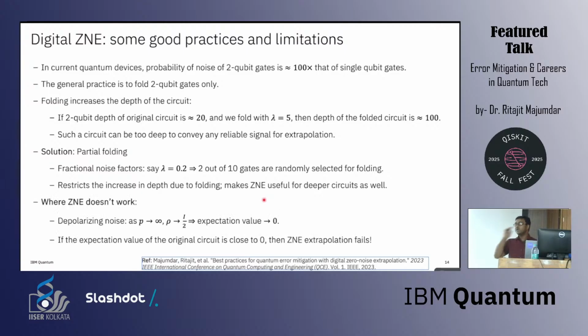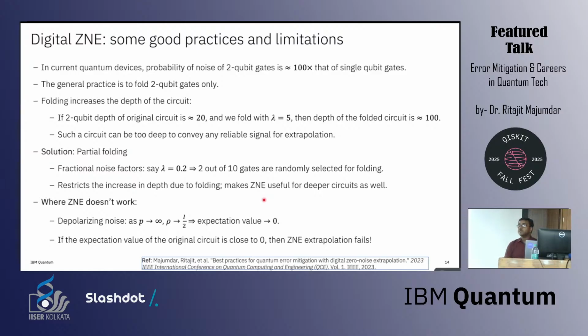Let's assume that we have a Z type of observable, only Z or identity. Now, if I assume a depolarizing noise model, as P tends to 1, the Bloch sphere shrinks to the center, right? It becomes identity by 2, and if it is a Z type observable, the observable goes down to 0.